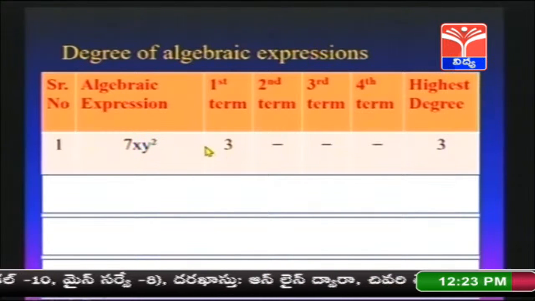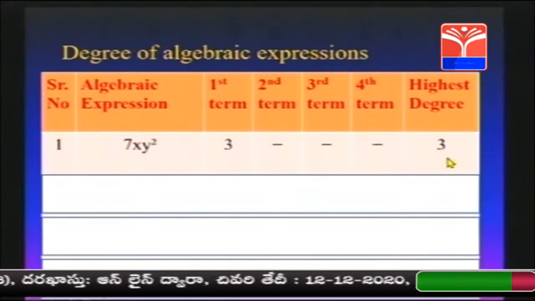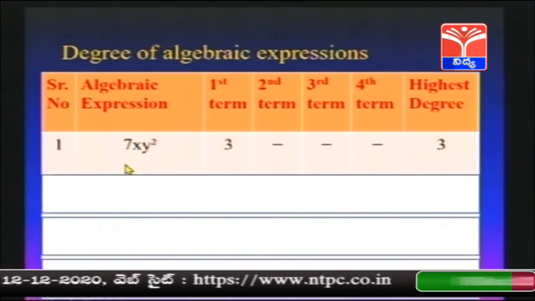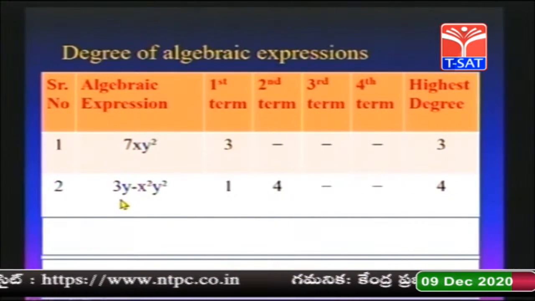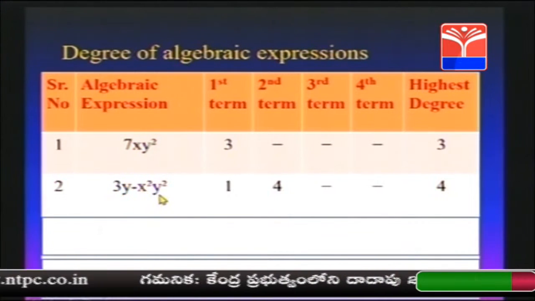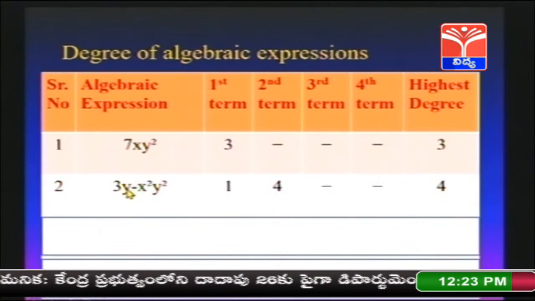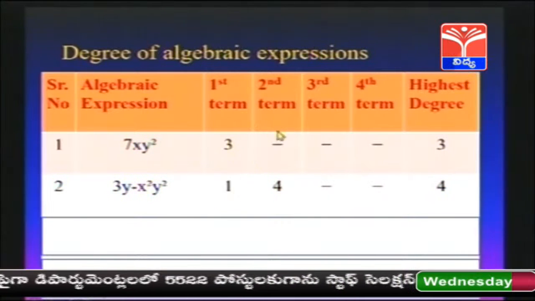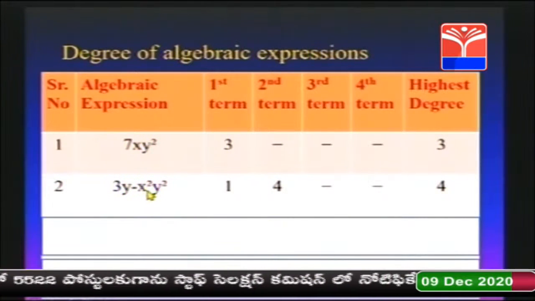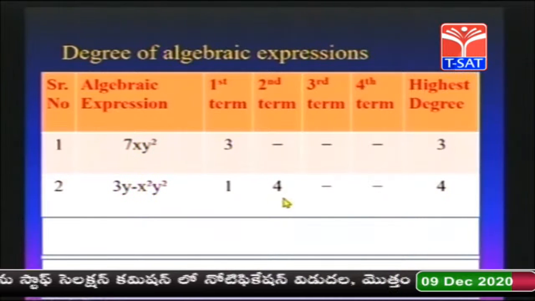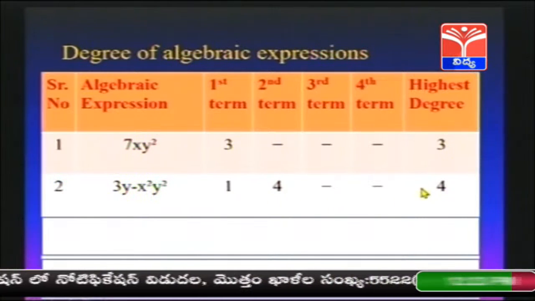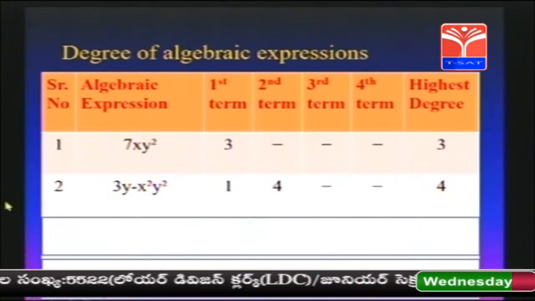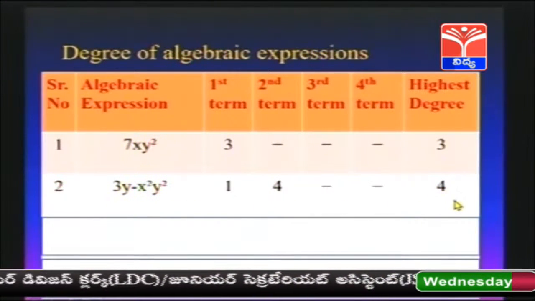So if you add these, 1 plus 2 is 3. So the highest degree is 3, so it is called the degree of this particular expression. Second one, 3y minus x square y square. Here the exponent of y in the first term is 1 and in the second term it is 2 plus 2, that is 4. So the highest degree in these two is 4. So we can say the degree of this particular expression is 4.